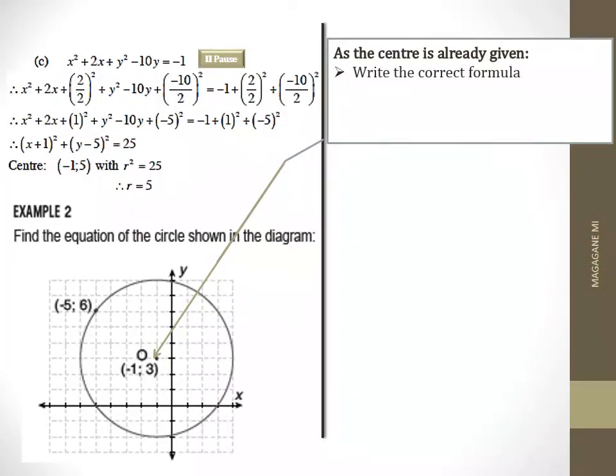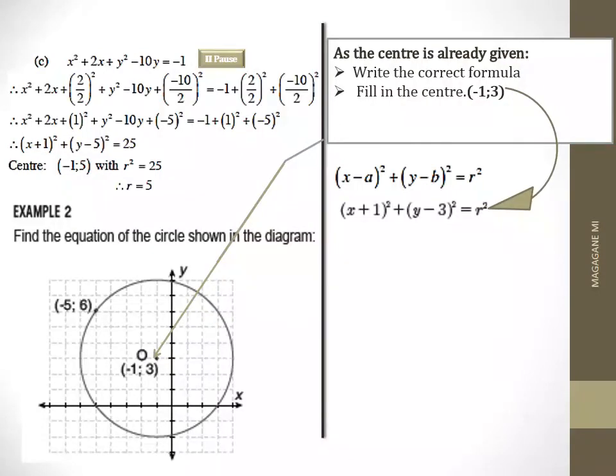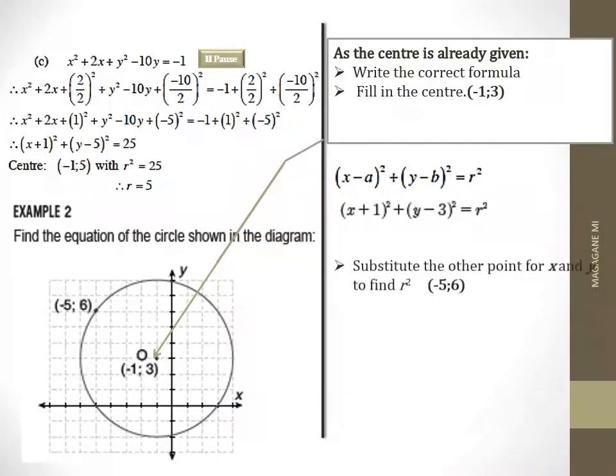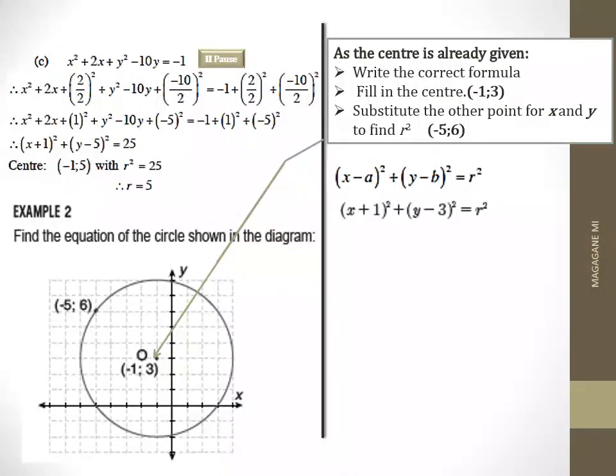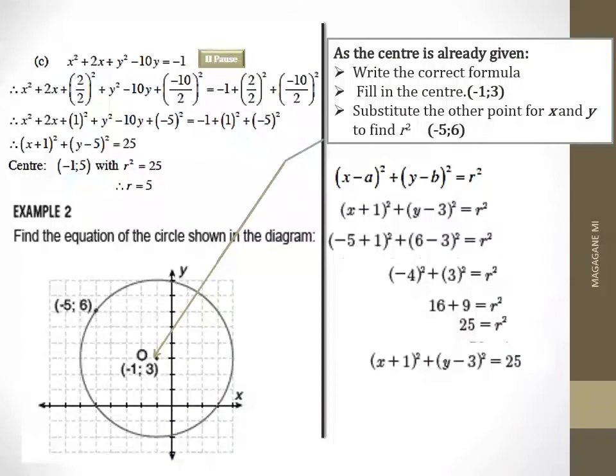As the center is already given, we must write the correct formula, which is x minus a squared plus y minus b squared equals r squared. Then we fill in the center in the equation. Then we'll have x plus 1 plus y minus 3 equals r squared. And from there, we substitute another point for x and y to find r squared. Then we'll have minus 5 plus 1 squared plus 6 minus 3 squared equals r squared. Then r squared equals 25. Then we go back and substitute r, and we have x plus 1 squared plus y minus 3 squared equals 25. So this is the equation.